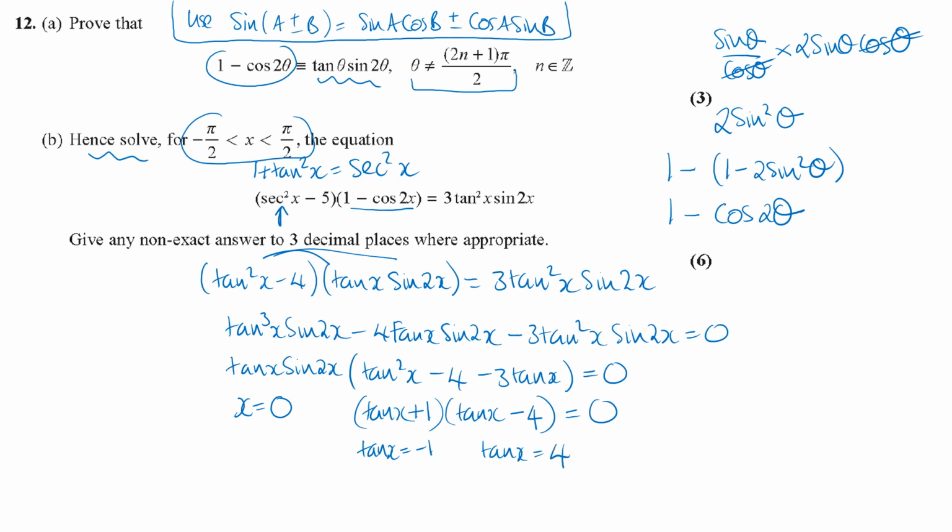So what values of x will give tan x equal to minus 1? When x is minus pi by 4, so minus 45 degrees. And then on your calculator, inverse tan of 4, and it wants it to 3 decimal places, x is equal to 1.326. So they are our 3 answers.